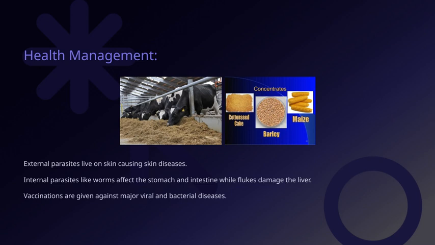They are given to protect animals against major viral and bacterial diseases, which can spread quickly and cause serious outbreaks. Overall, maintaining health involves controlling parasites and ensuring proper vaccination, which together help keep livestock healthy, productive, and resilient against diseases.